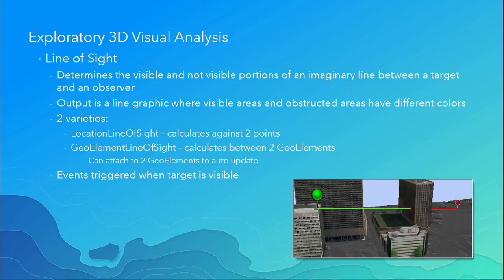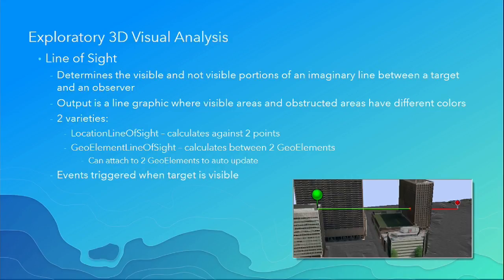All right, so what is line of sight? We've seen it in the plenary session if you were there, but the concept is demonstrated in the image in the bottom right of this slide. Consider that you have two different points, what we call a target and an observer, and you want to see which parts of an imaginary line between those two points are visible. So in this case, you have a green graphic at the top of the building, and then you have a red graphic down on the ground.